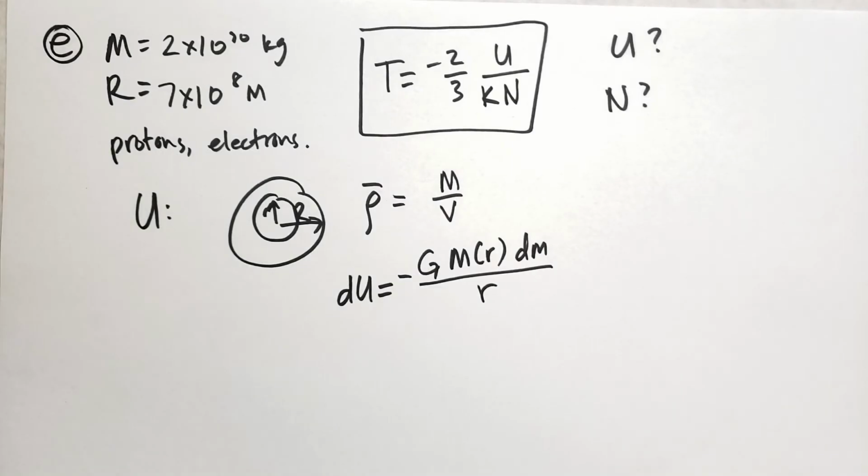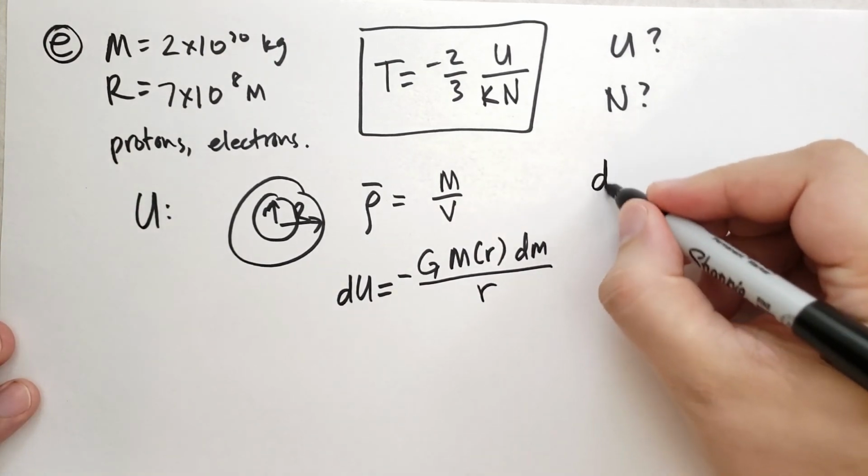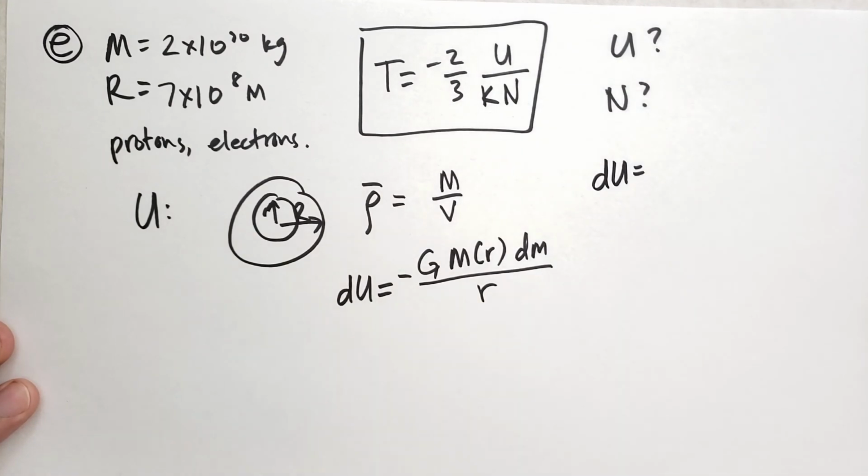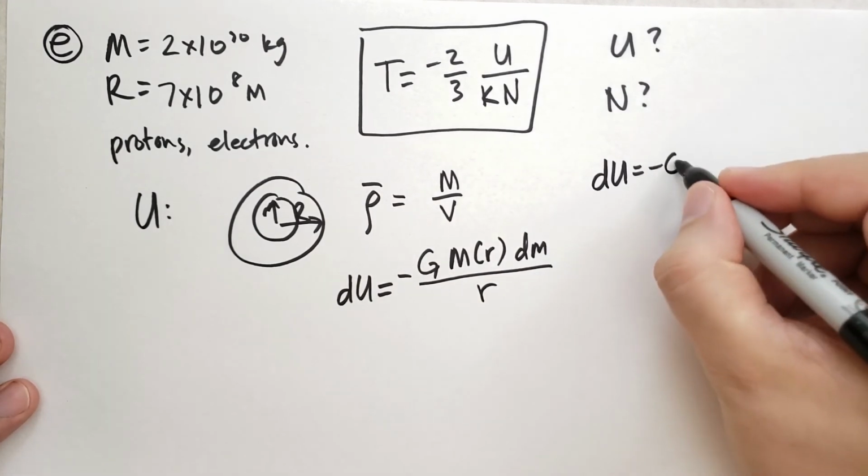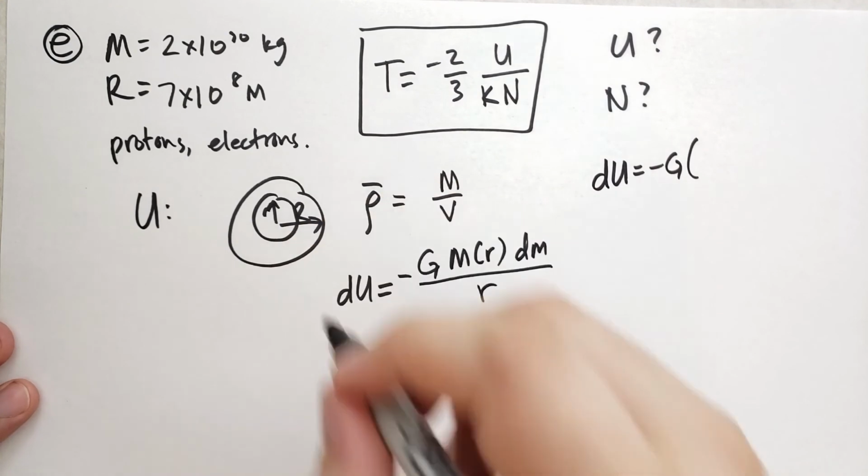All right. Going to solve this problem altogether. So let's go ahead and do what I recommended you do. And so we're going to get dU is equal to minus G times the total mass of the sun on the inside.